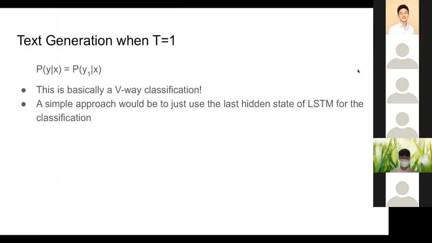So when the sequence length is 1, it's straightforward. It's very similar to V-way classification. A simpler approach would be just to use the last hidden state of the LSTM for the classification. You did this for your homework assignment, so pretty straightforward. It's just that now, instead of classifying into two labels or two classes, you're classifying into V-way classification, where V is a very large number.